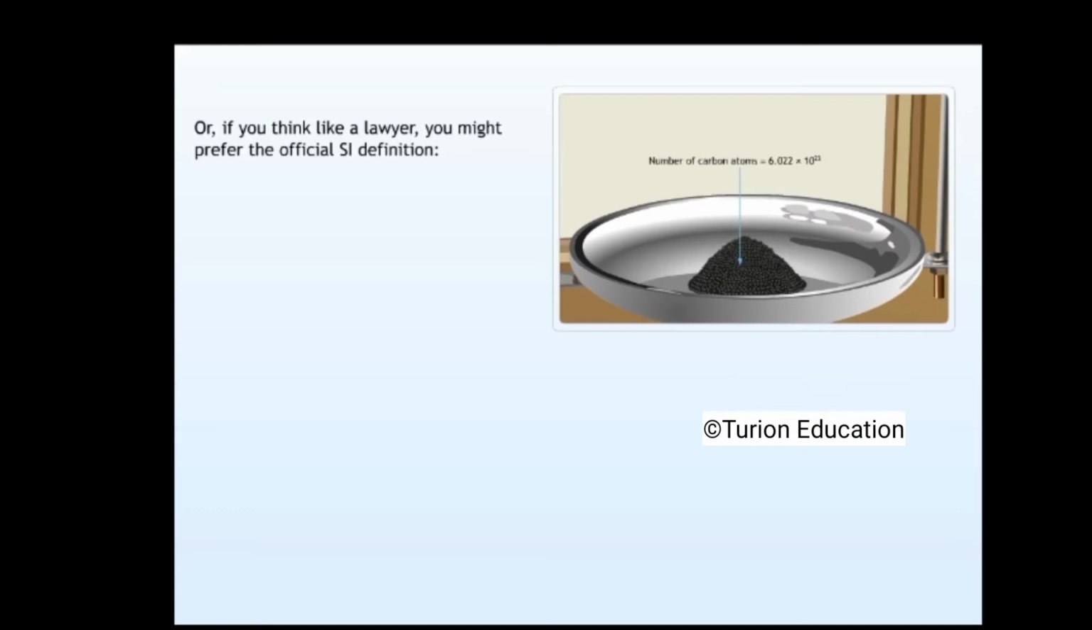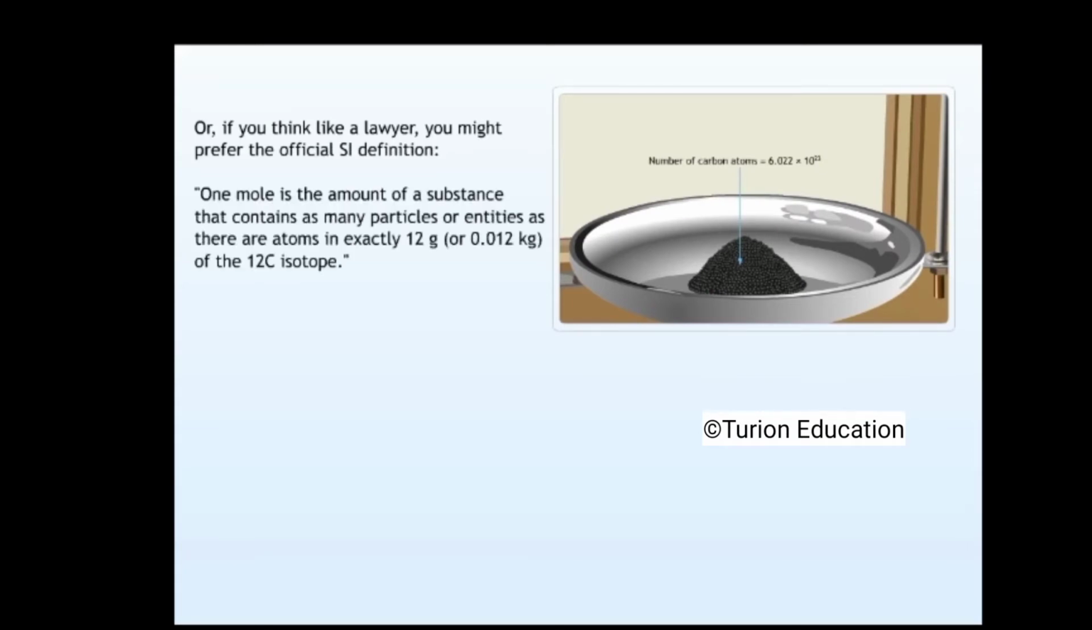Or if you think like a lawyer, you might prefer the official SI definition. 1 mole is the amount of a substance that contains as many particles or entities as there are atoms in exactly 12 grams or 0.012 kg of the 12C isotope.